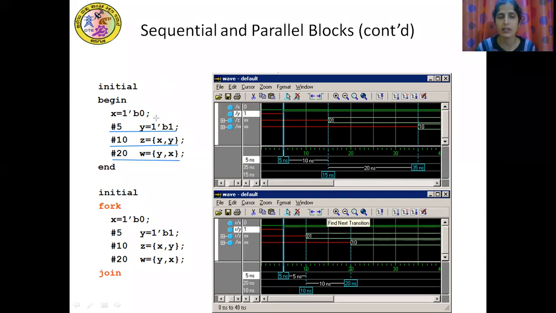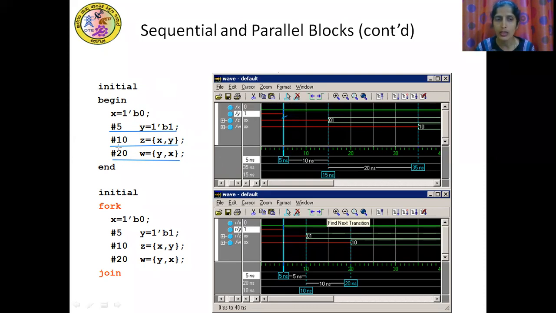Since in sequential execution the statements are executed in order, here we can see that in the first statement, y is equal to 1-bit binary 1. So y is updated to a value of logic 1 at 5 time units.